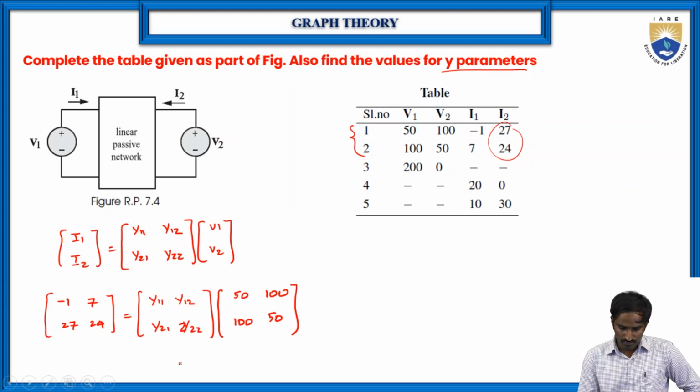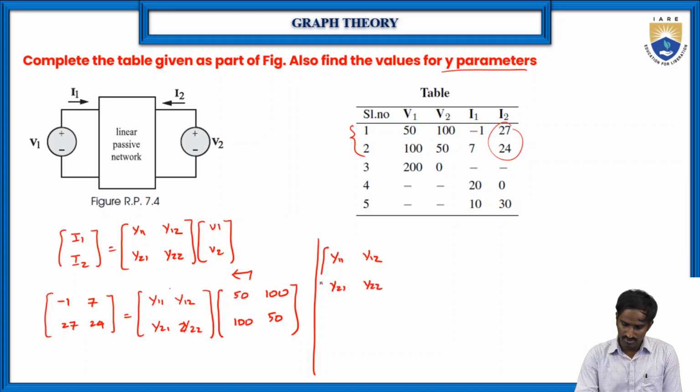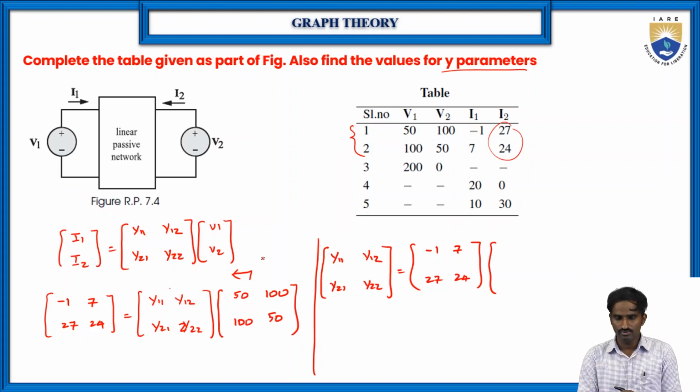So from this equation, if you want to find these y11, y12, just send this one to the left hand side, right? Then this equation will become y11, y12, y21, y22, which is equal to the same I matrix minus 1, 7, 27 and 24 into this one we have sent to the left hand side so that it will become an inverse. So then we can write 50, 100 and 100 and 50 of inverse.